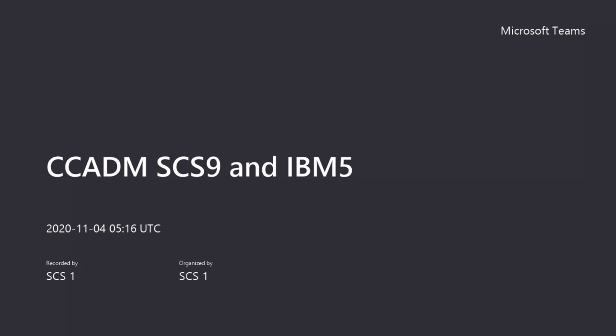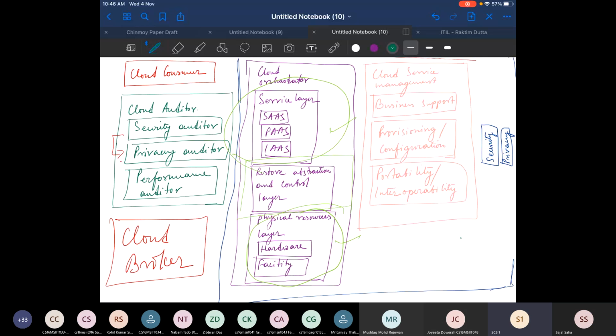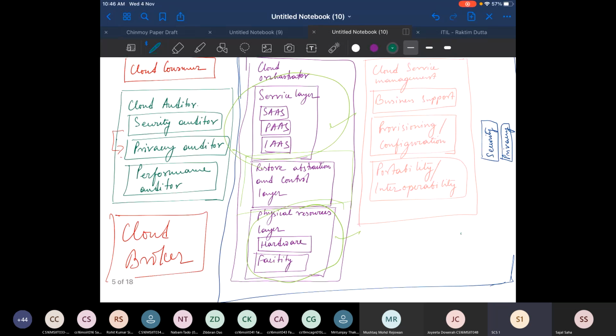Cloud broker and cloud carrier also. Cloud carrier is at the bottom only. So in the bottom line, you can see that the cloud carrier is there. Okay. Now at the middle layer that we are discussing, the cloud orchestrator part.